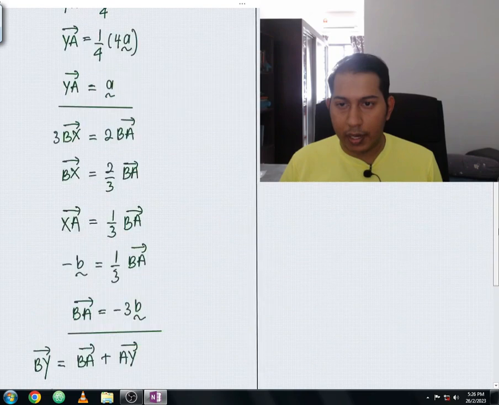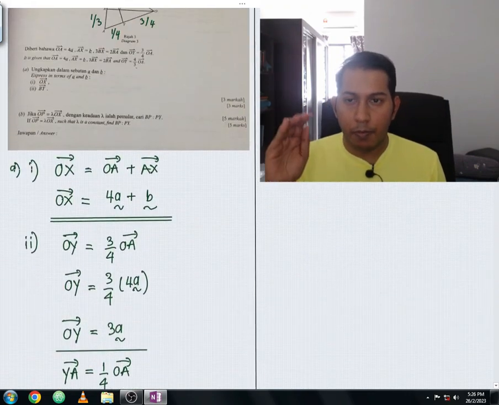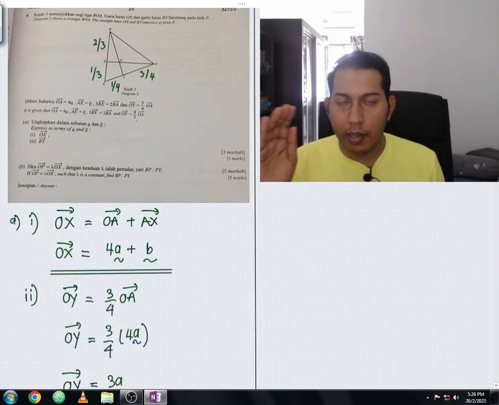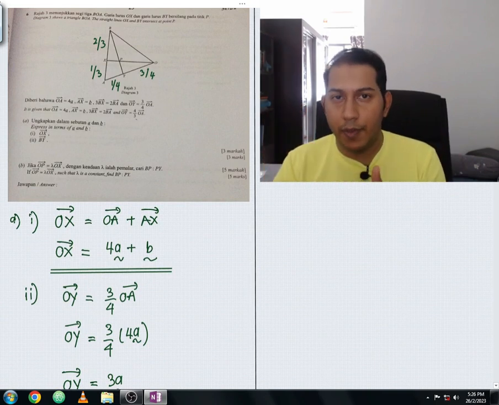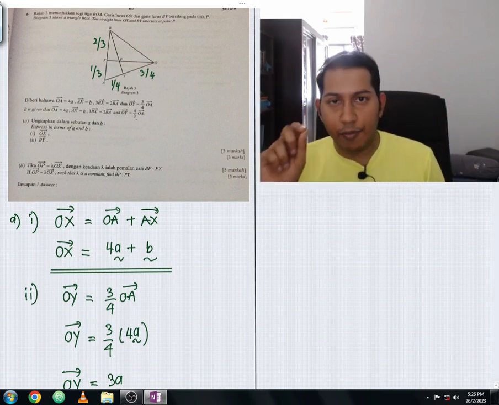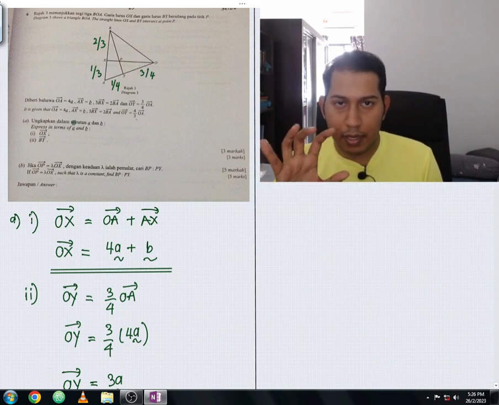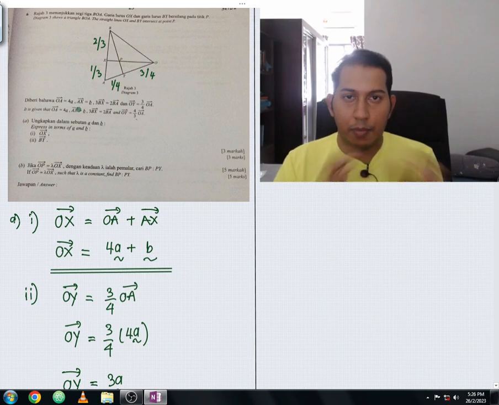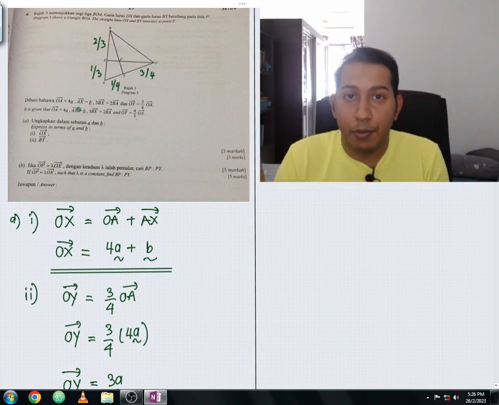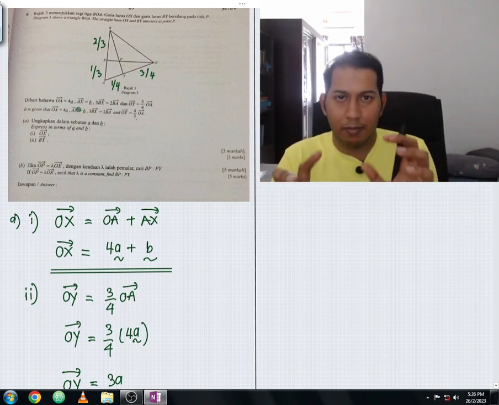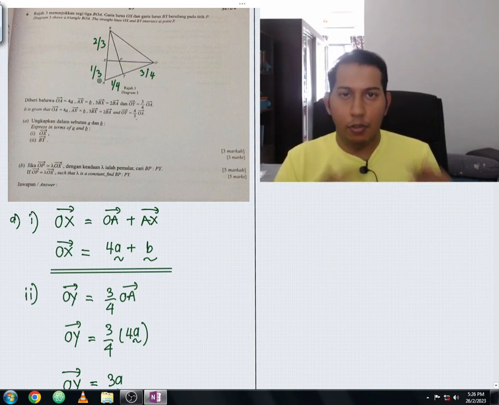I hope you guys are clear about this. You just need to be clear on how you're going to solve the vector question, gather the information, and be careful on their direction. Sometimes students make mistakes on the direction. Instead of negative, they put it positive. Instead of positive, they might put it as negative symbol. So just be careful on the vector. As you do more practice, I'm sure you will be able to master this.